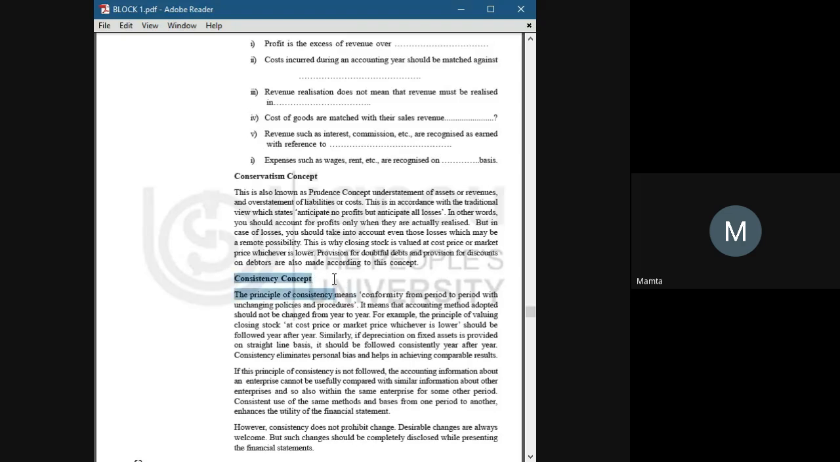Consistency concept. Whichever method of accountancy you opt for your business, just keep that rule for a longer period of time. It's not that you keep changing your accounting rules too quickly, again and again, more frequently in your company. Just stay on the rules you have adopted for your business. Just stay there. Use them. Don't keep on changing the rules every year.